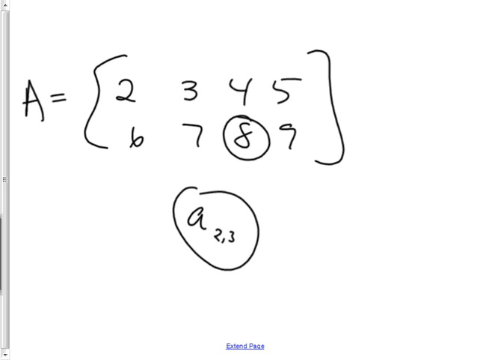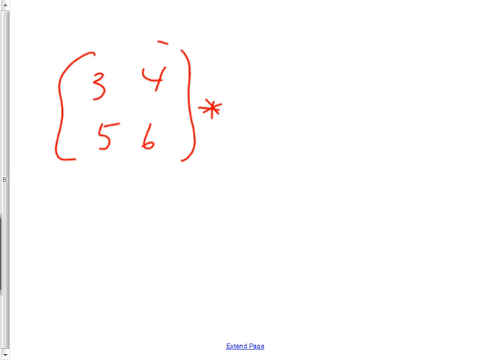Okay, next thing is when we multiply matrices. Let's say I have 3, 4, 5, 6 as a matrix, and I am multiplying it by a matrix like this. 1, 2, 3. Can these two get along? Just because they're different, don't say no. How do you know for sure that they don't get along? Tell me.